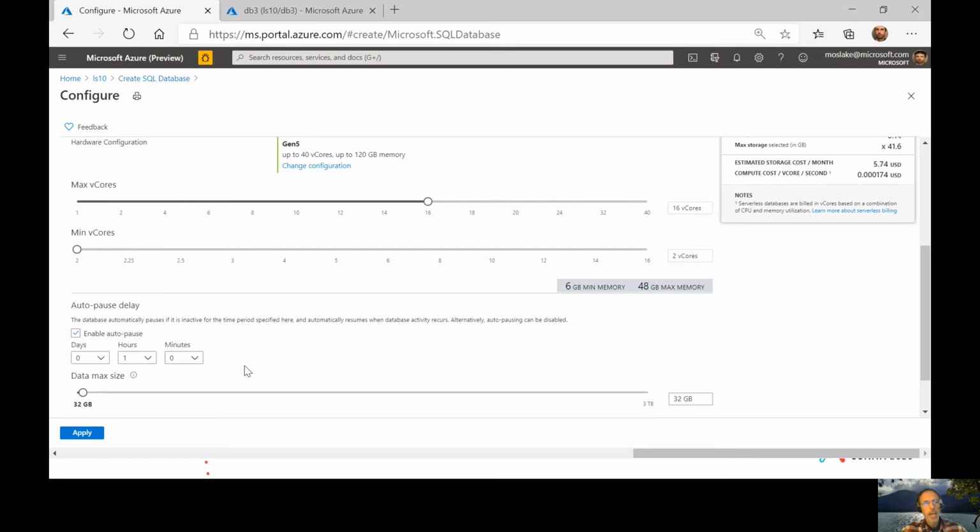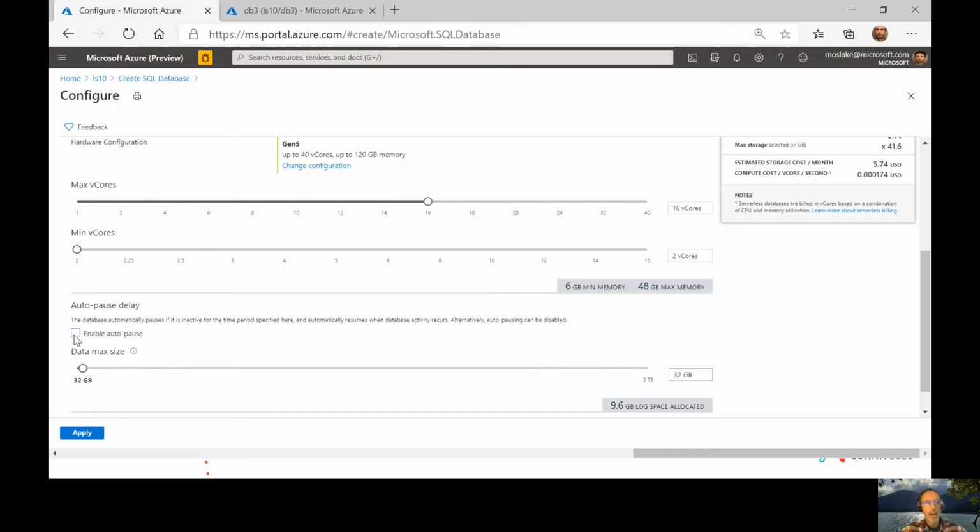On the other hand, if my database is particularly sensitive to the performance impact from compute warm up, then I can disable auto pause entirely and still benefit from the ability to automatically scale the database over this compute range and only be billed for the amount of compute used on a per second basis. So once I've made those selections, I can then just click apply, and within about a minute, the database will be deployed and ready to use.